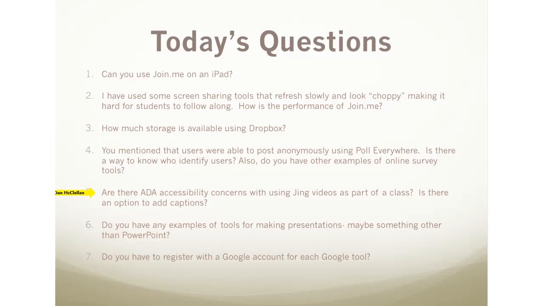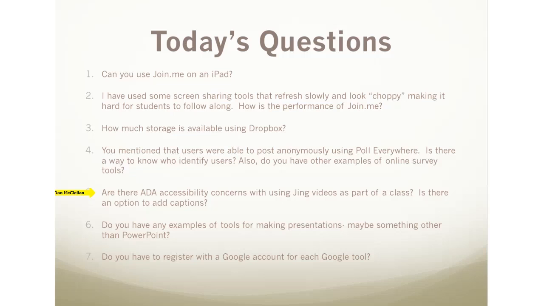Number 5, are there ADA accessibility concerns with using Jing videos as part of the class? And is there an option to add closed captions? So this is a question that is near and dear to my heart. My background is in disabilities, and yes, absolutely, you do need to be aware that if you have a student that requires captioning as an accommodation, that you provide a way to caption the video.